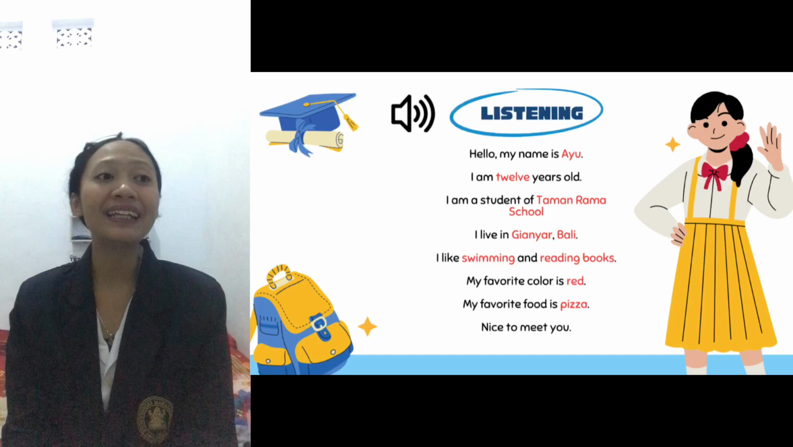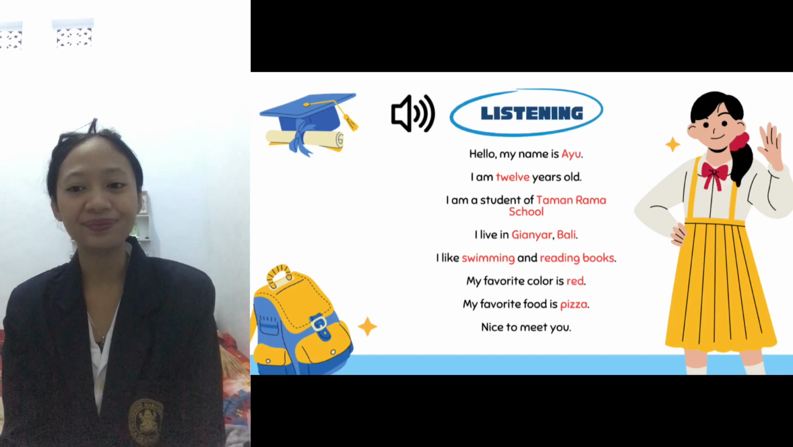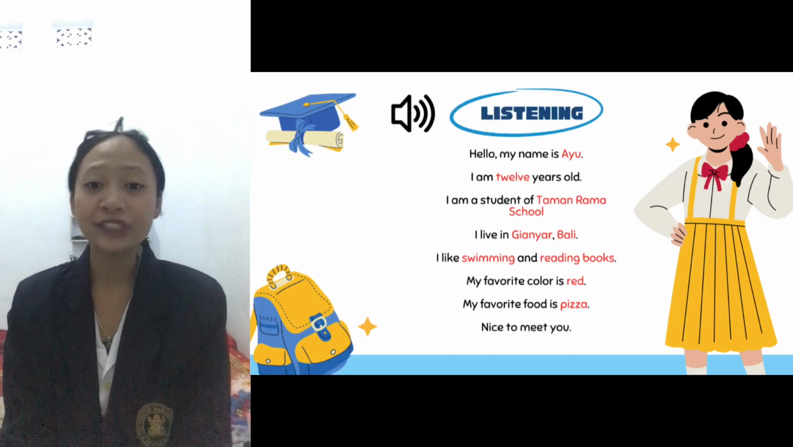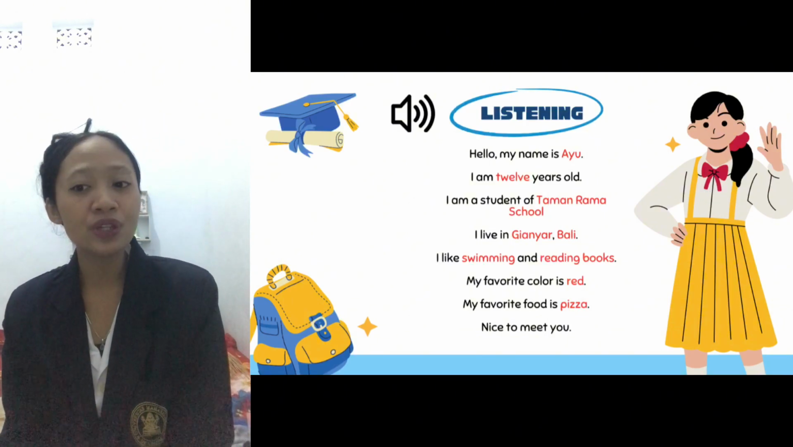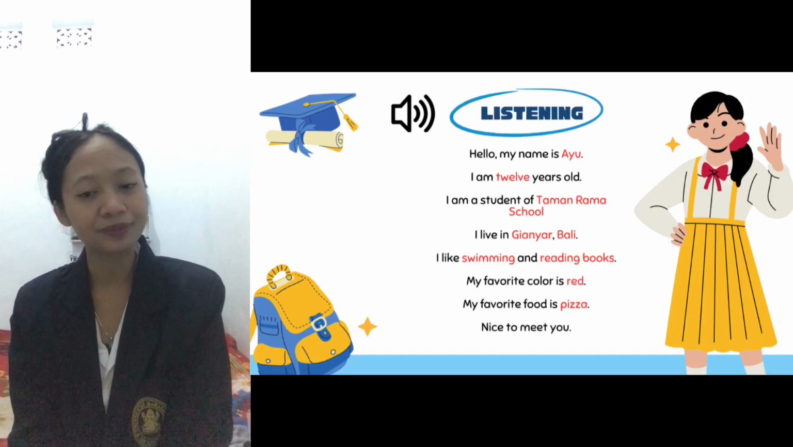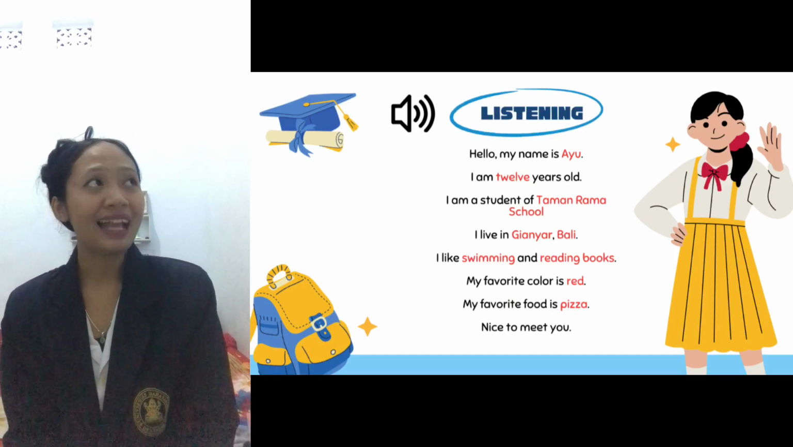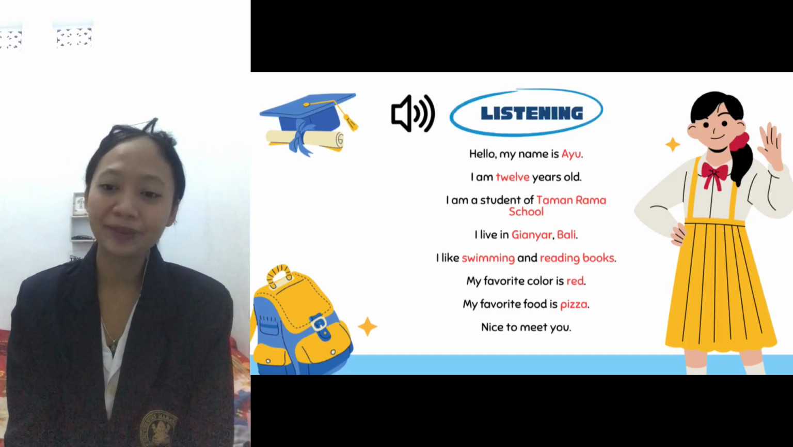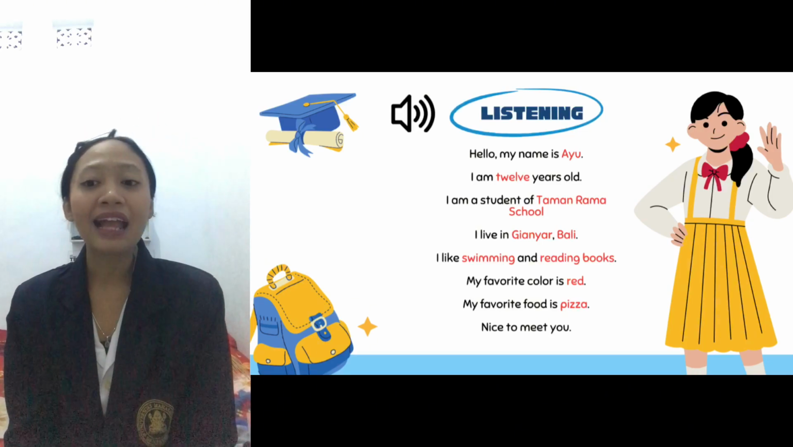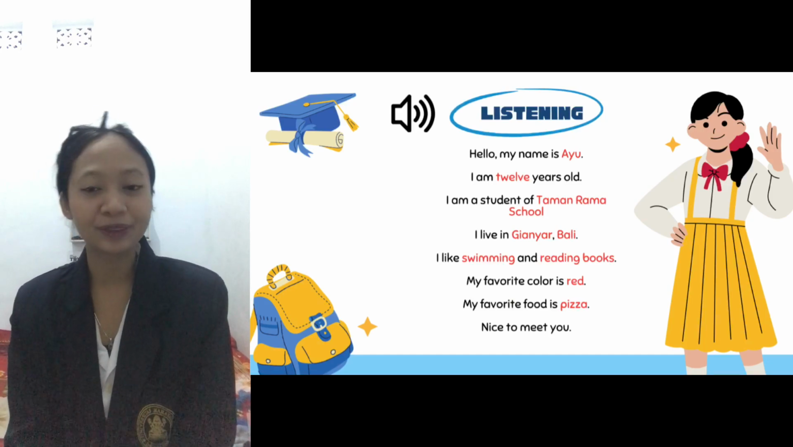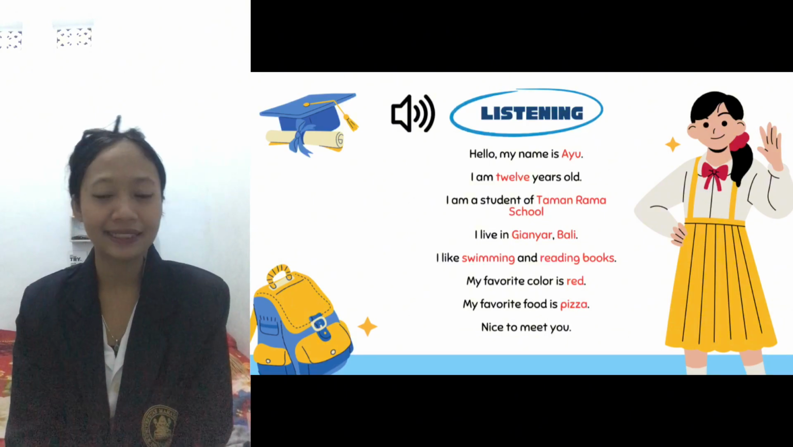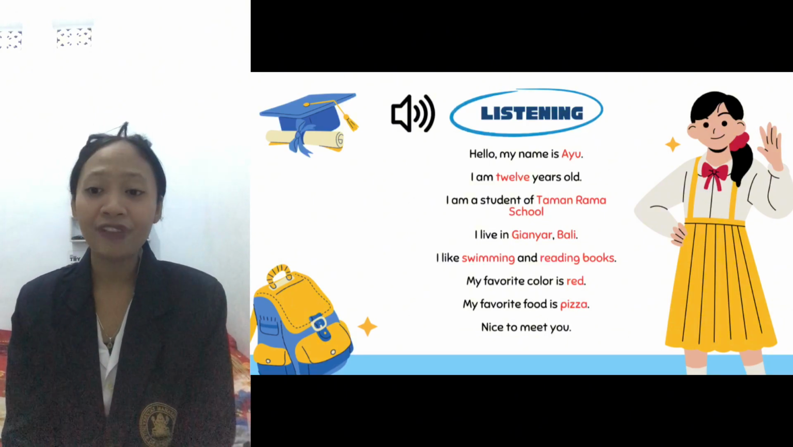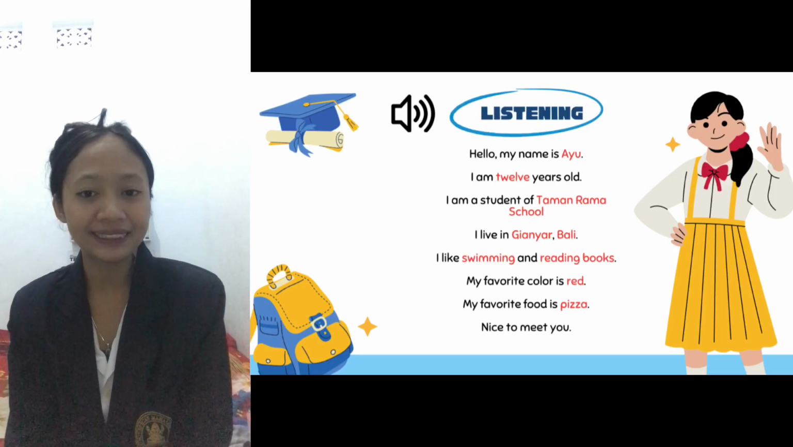Hello, my name is Ayu. I am 12 years old. I am a student of Taman Rama School. I live in Gianyar, Bali. I like swimming and reading books. My favorite color is red. My favorite food is pizza. Nice to meet you.